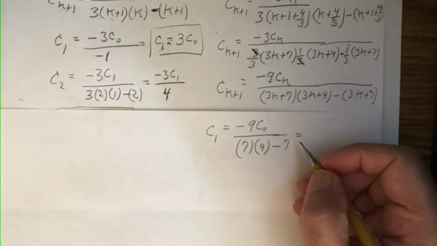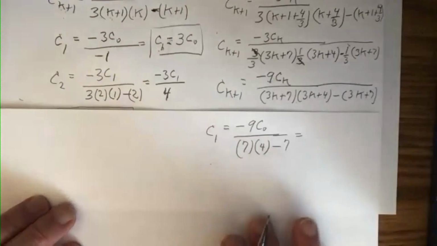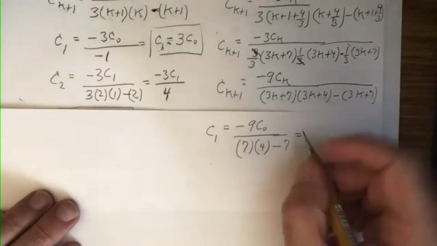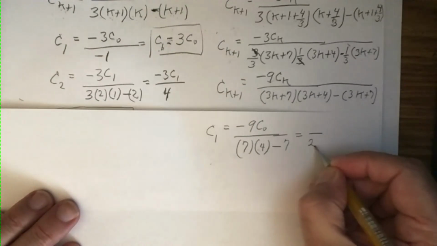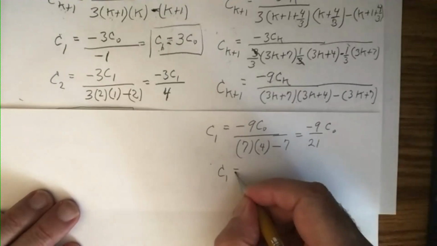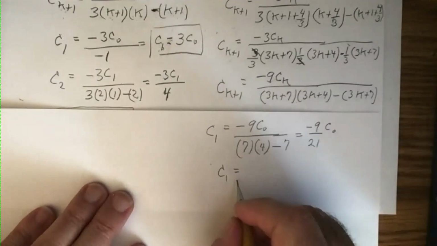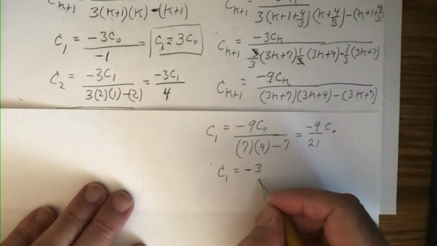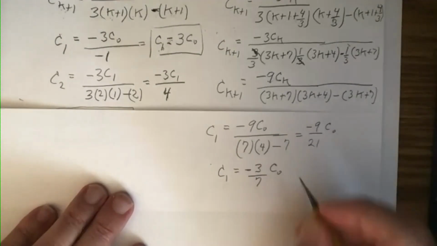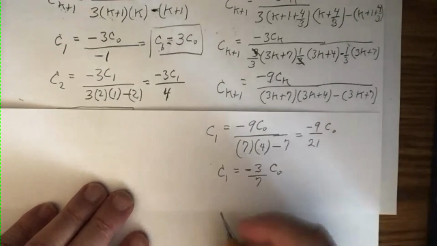Let me simplify this. This becomes 28, this becomes 20, this becomes 21. 21 over 9 C0. I want to get the answer that's in the Weber sign, that's why I'm simplifying it. This is minus 3 over 7 C0. So C1 is minus 3 over 7 times C0. And let's just do one more.